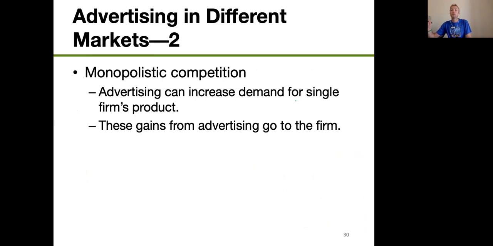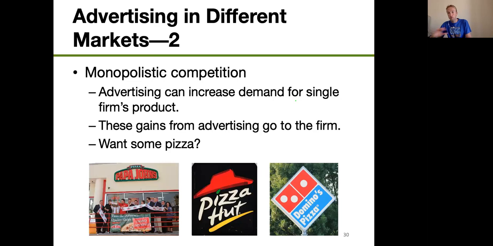So let's come back to our pizza example, because this is a great example of a market structure in a monopolistically competitive market. Okay, we have Papa John's, Pizza Hut, Domino's, right? Want some pizza? These advertisements are not intended to make you just want pizza. It's to make you want their brand of pizza and somehow make you think that they're better.